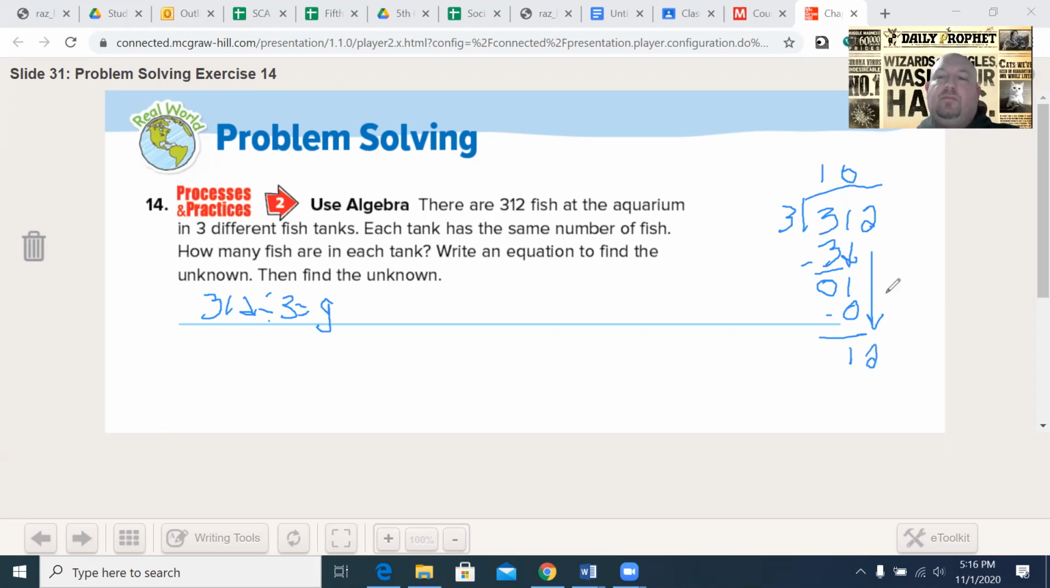And now I bring down the 2. 3 goes into 12 4 times. And as I work my way out, I already know that 4 times 3 is 12, so there won't be a remainder. So G equals 104. Or Gagoon.